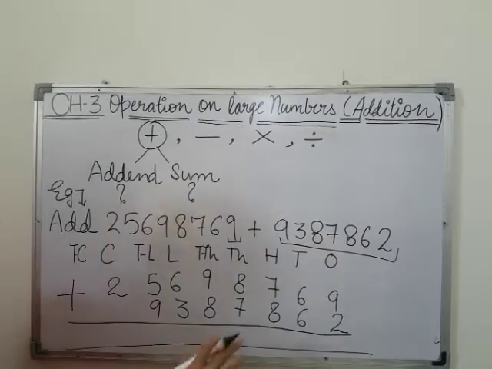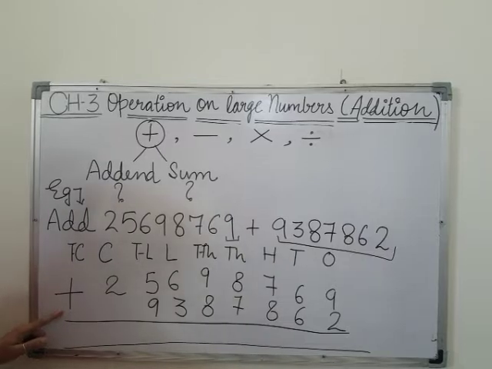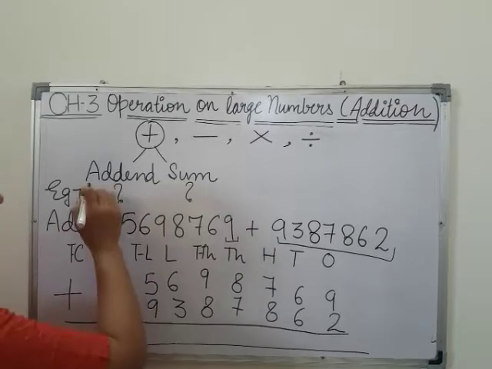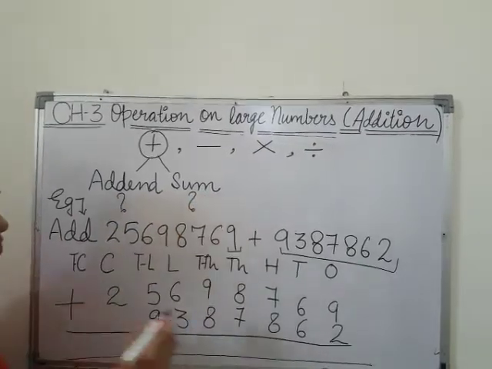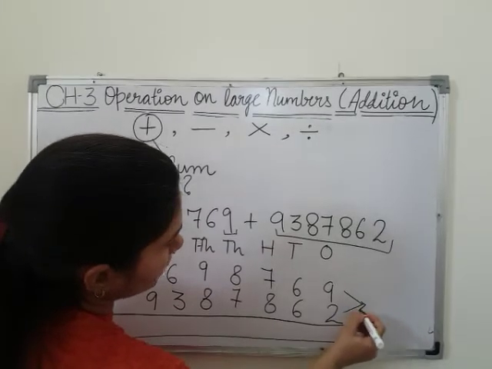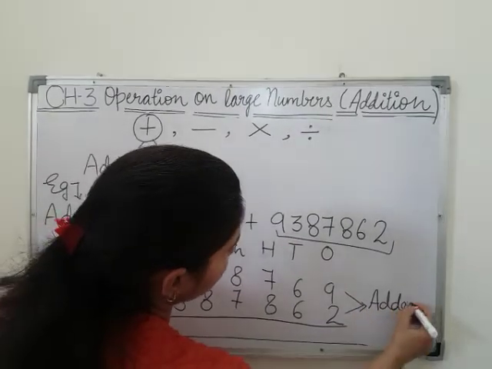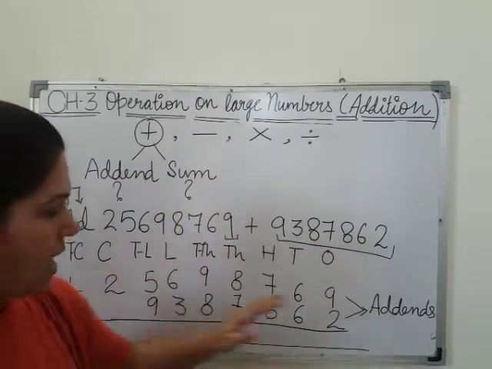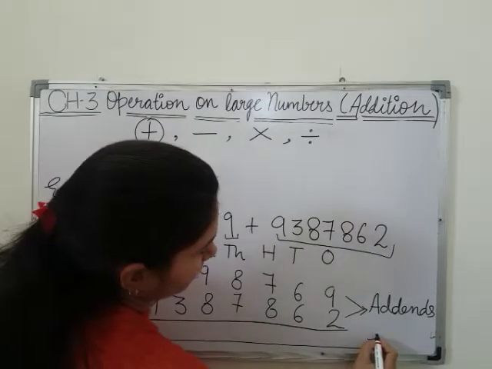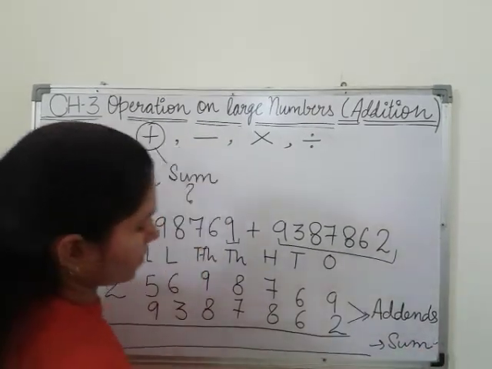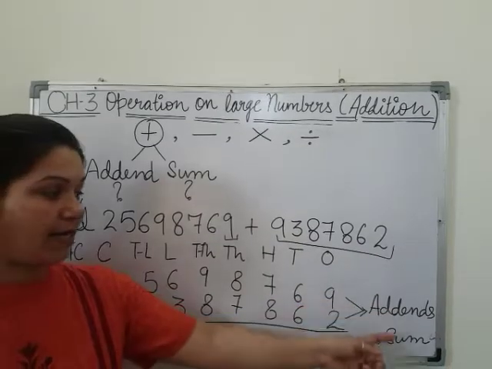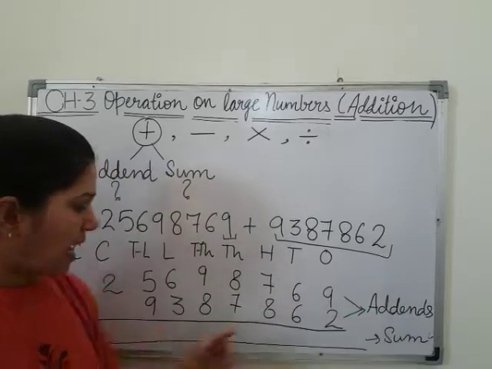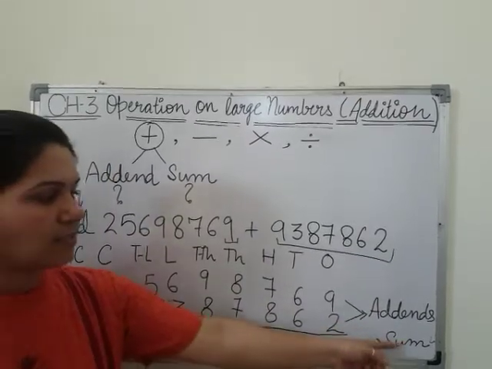We denote every addition with the sign of plus. So we are starting the addition. Just before starting, you should know what an addend and a sum are. These two numbers are known as addends. The numbers which are to be added are known as addends, and the answer will be the sum. So the definition: the numbers which are to be added are known as addends and the required answer is the sum.